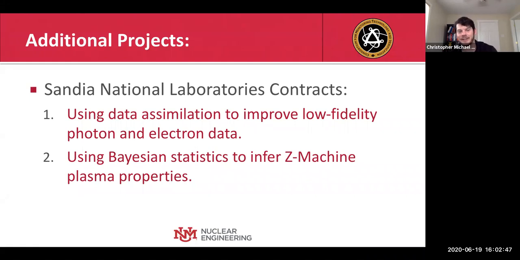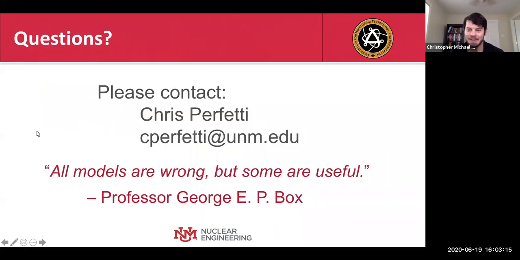And last projects I'll discuss, I have two other projects with Sandia along the same lines of using data assimilation. So we're using data assimilation to try and improve some low fidelity, low energy photon and electron data. And we're also trying to use these data assimilation Bayesian statistics methods to infer some Z-machine plasma properties, like the temperature that the plasma is burning at. So some cool stuff, lots of data calibration, lots of sensitivity coefficients, lots of fun algorithms. It's kind of a niche area, but hopefully I provided a decent overview of the work I'm doing.